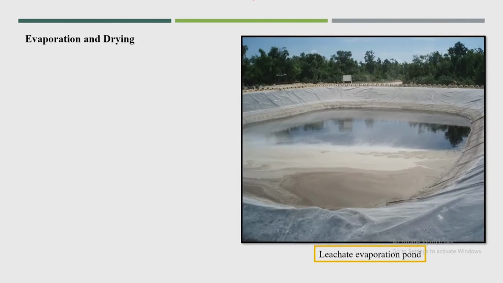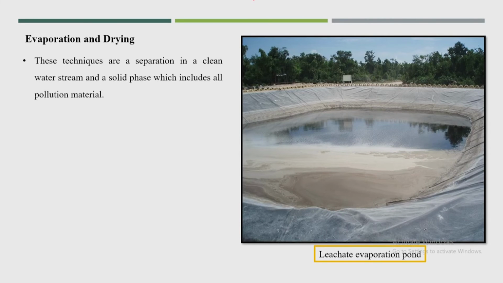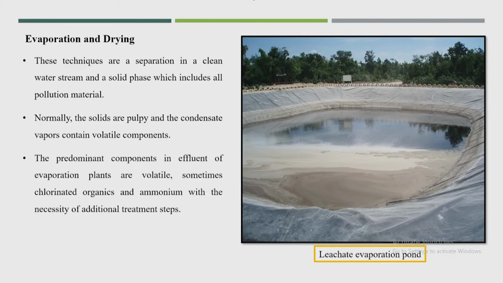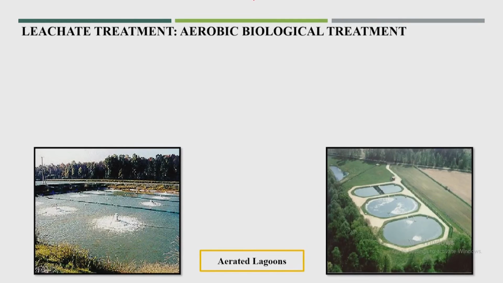Now, one more technology could be evaporation and drying. These techniques separate the clean water stream and the solid phase, which includes all pollution material. So, you allow the entire leachate to evaporate and dry. And a very common treatment process other than flocculation and precipitation is aerated lagoons. Lagoons are also a similar kind of big ponds, where some aerators are provided for the aerobic treatment process.